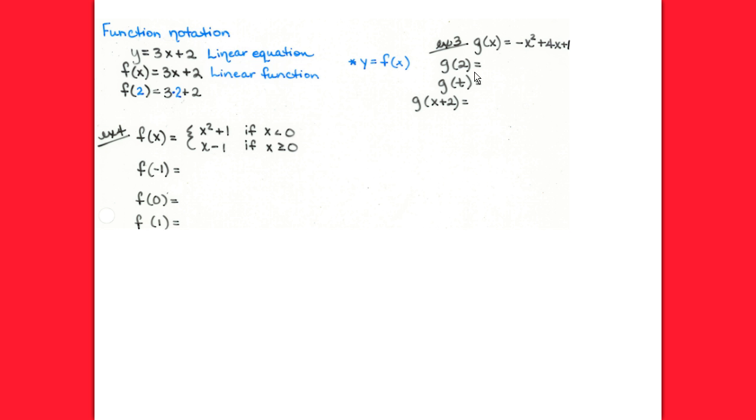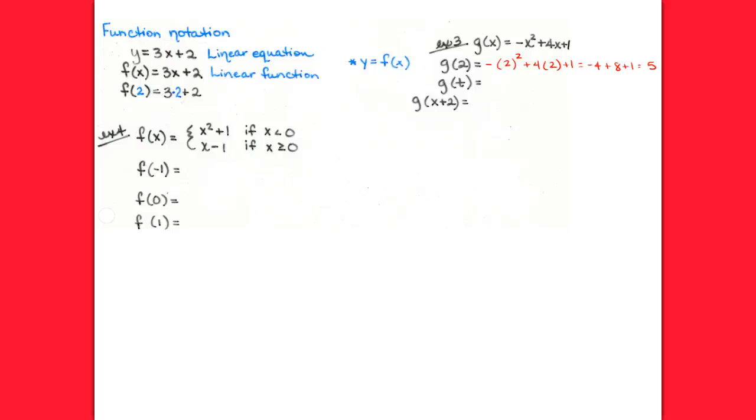Now, when I put 2 in the place of x, is that negative going to get squared or just the 2? Just the 2. If they wanted that negative squared, they would have put it in parentheses. So I'm going to have a negative of 2 squared plus 4 times 2 plus 1. All we did was put 2 in the place of x. So what do you get for g of 2? When you put 2 in the place of x, what do you get? 5.